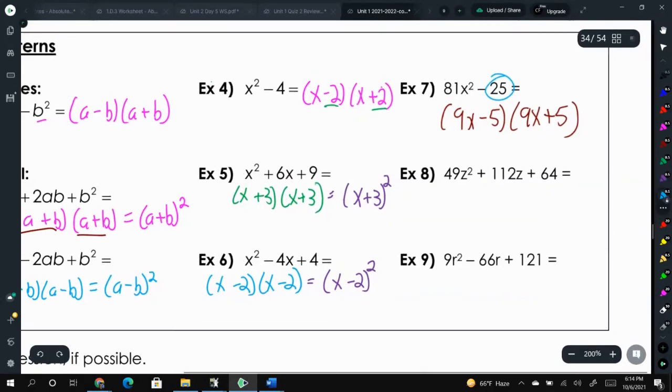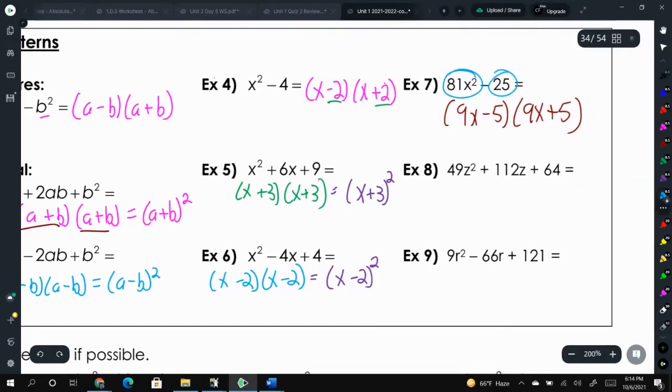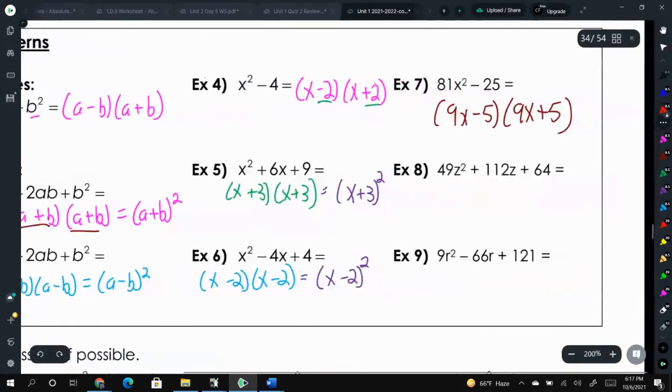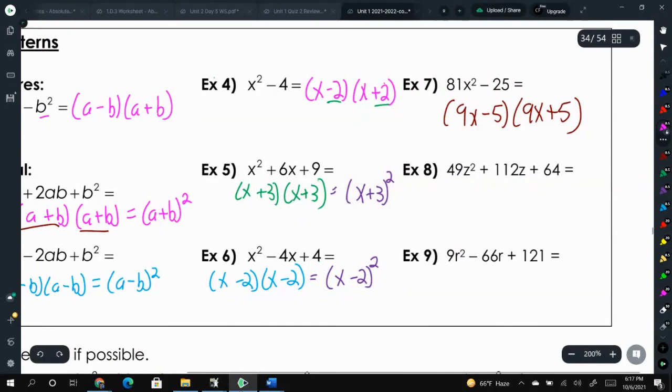Because the square root of 25 is 5, and the square root of 81x squared is 9x. Square root of 81 is 9. The square root of x squared is x. So again, you could say that your b value is 0 and do the whole process again. It would take time, but if you recognize that this is a difference of squares, that will get you to your answer faster. Now with examples number 8 and 9, we can use these special perfect square trinomials.